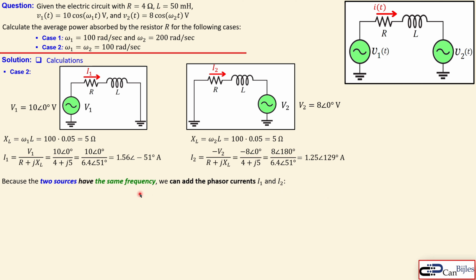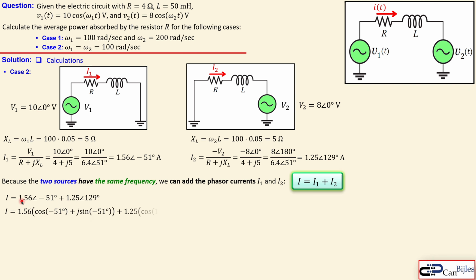Now, because the two sources have the same frequency, we can add these phasor currents I1 and I2. That can be done like so. I is equal to I1 plus I2, again all in the frequency domain. So we need to add these two. In order to add these two easily, we need to convert this polar representation, and that polar representation, into the Cartesian form or rectangular form. That can be done like so. You take the amplitude and then times the cosine of this angle plus j times the sine of this angle. That is converting to the rectangular form. And now again this 1.25 out, and then in the parentheses the cosine of this angle plus j sine of that angle. That's the template you need to use.